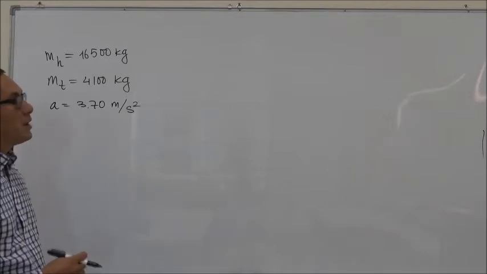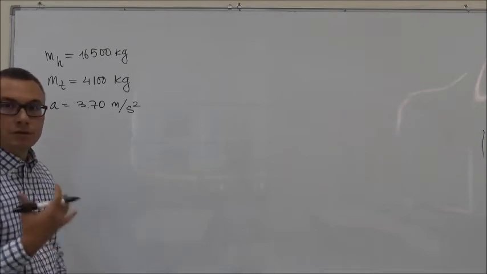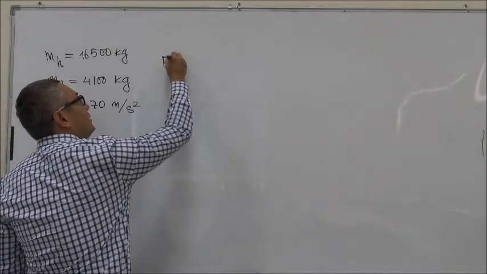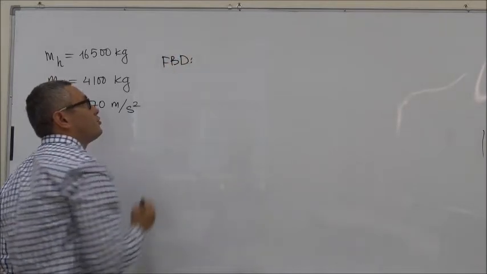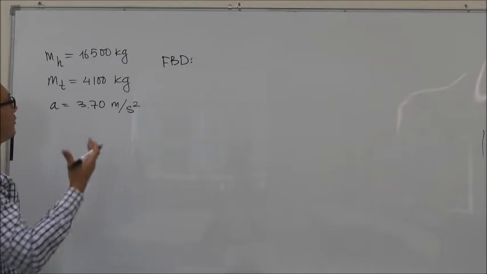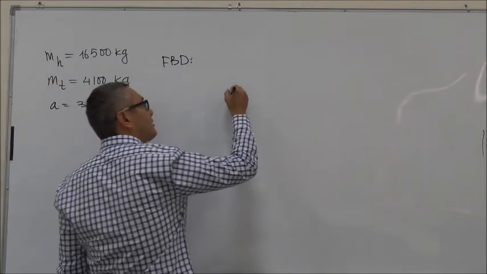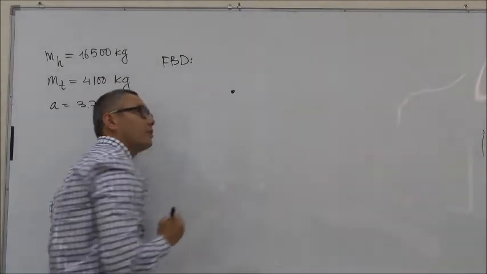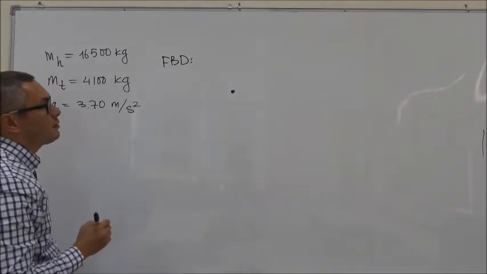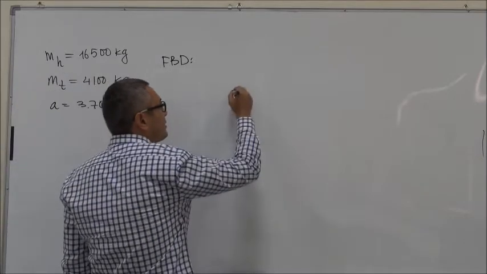Now, whenever we have a question on Newton's laws, the first thing you do is draw a free body diagram. Let's abbreviate it as FBD. And let's now draw a free body diagram for the entire system, which consists of both the helicopter and the truck. I will represent the system with just a point. So this point is both the helicopter and the truck. So it's the system. So what are the forces that are acting on the system?